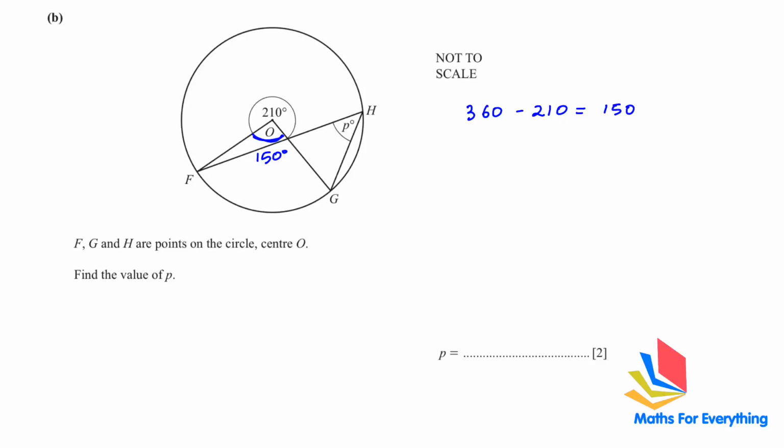And then we can see that we have the angle at the center and we want to find the angle at the circumference. So we are going to divide 150 by 2, which is 75. So P is equal to 75.